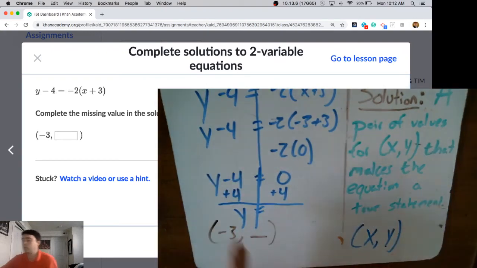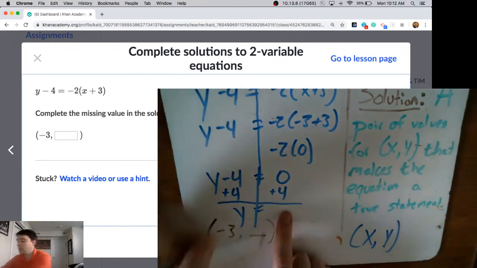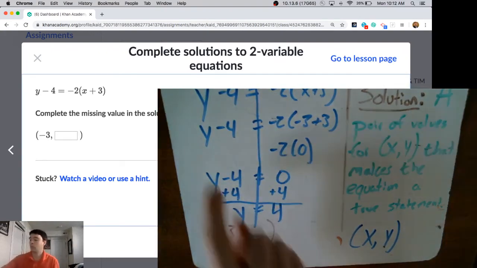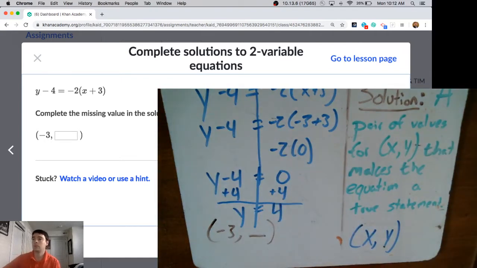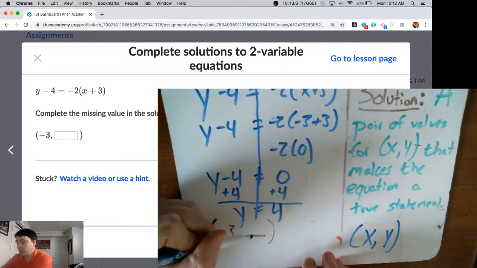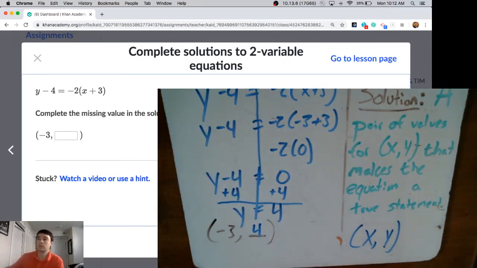You said, Mr. Doherty, if y minus 4 equals 0, then y must be 4, because 4 minus 4 is what would produce 0. So ultimately, if I replace that x with -3 as this problem told me, I figure out that this equation needs a y value of 4 if the x value is set at -3.